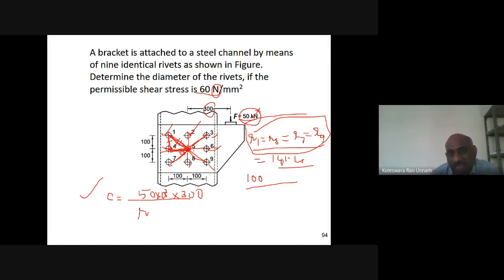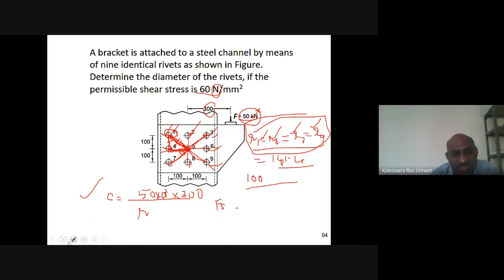Here, this distance R1 is equal to R3 is equal to R7 is equal to R9. So whatever value of the secondary shear force I calculate for rivet 1 is sufficient. That is the same for rivet 3, rivet 7 and rivet 9 also. That is nothing but C into R1. I got the secondary shear force.